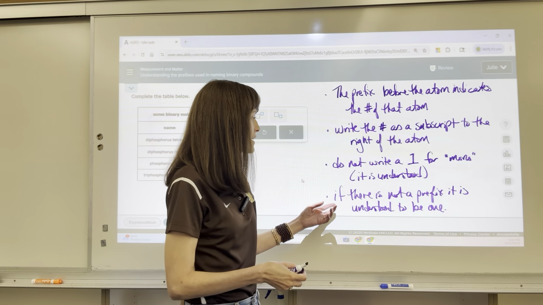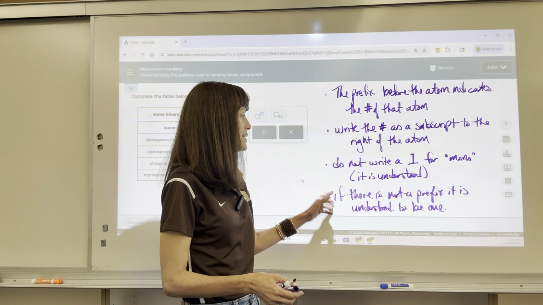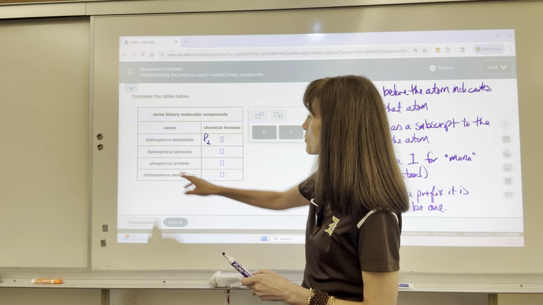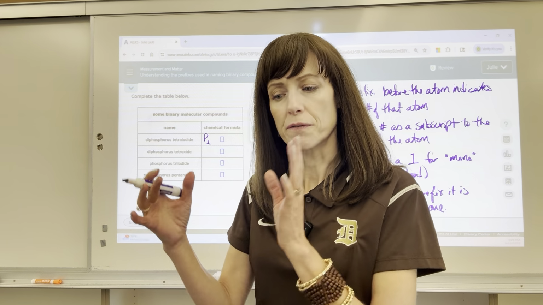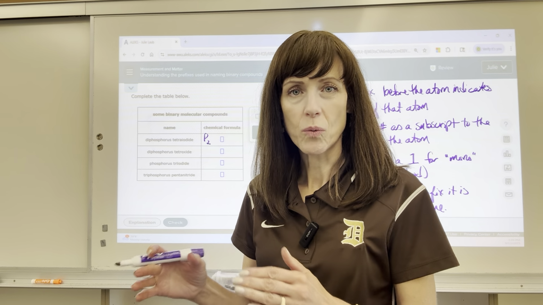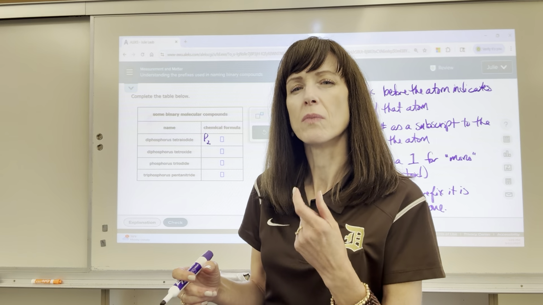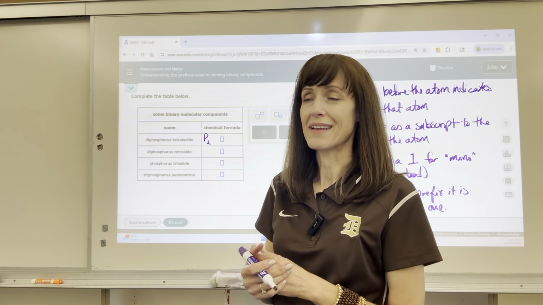And then lastly, if there's not a prefix, it's understood to be 1. The reason why we will have some that don't have a prefix is our rule for naming. As a reminder, if the first atom is only 1, we don't use mono. We don't say mono for our prefix. We only use mono if it's that second element and there's only 1 of that element.